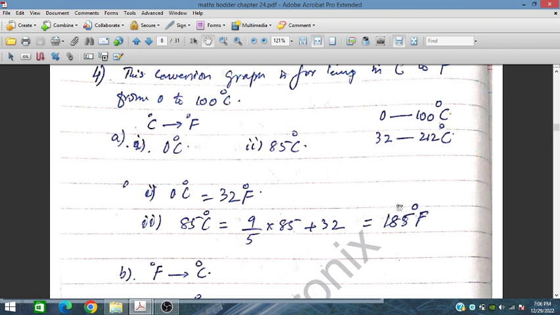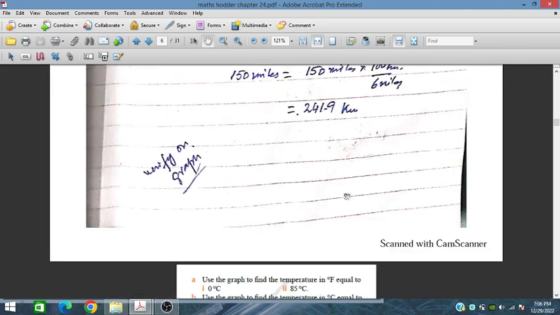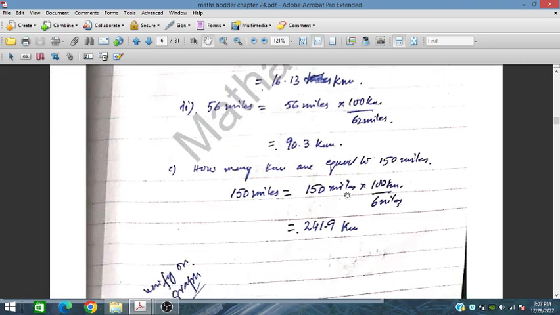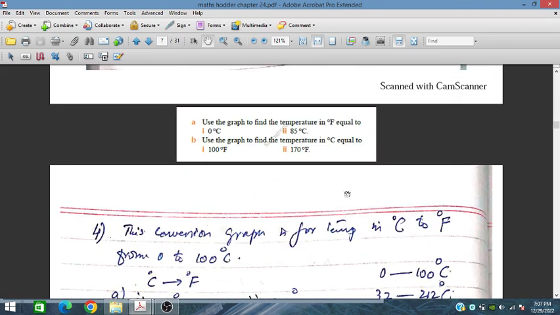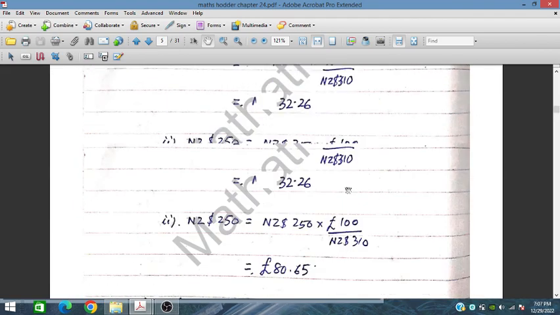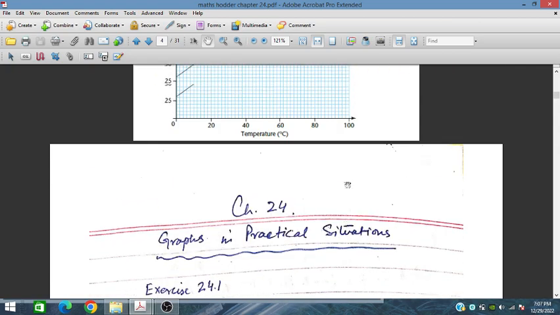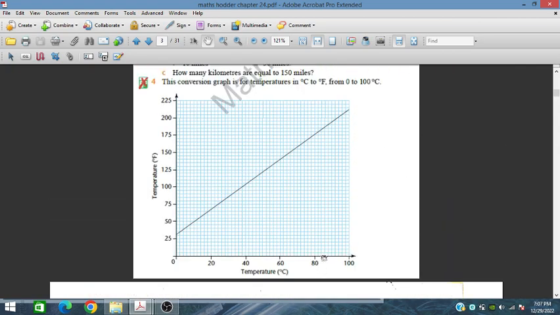85 Celsius is equivalent to 185 Fahrenheit, because the relation is 9/5 times Celsius plus 32, which is 185. So 85 Celsius can be read on the graph as 185 Fahrenheit. Read it from here: 85 is around here, equivalent to 185. Here we have 85, and it can be read as approximately 185.